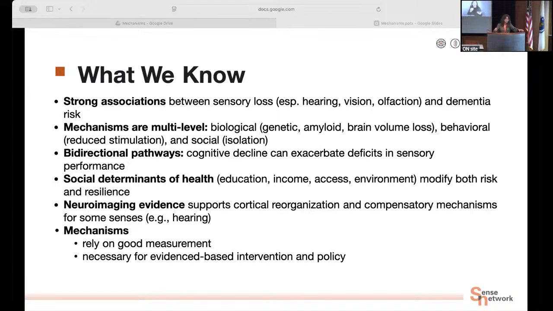I'm Canadian, so I like to always say, why do we matter? Why do the mechanisms matter? It's because, of course, we rely on good measurement. So that's our call out to the measurement group. And you need to understand mechanisms for evidence-based intervention and policy. So that's our call out to the other working groups.